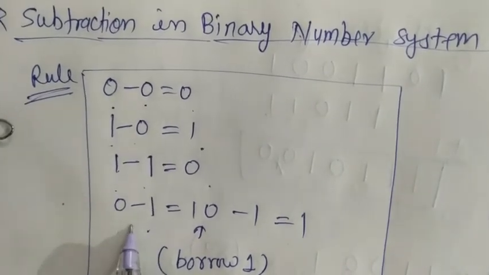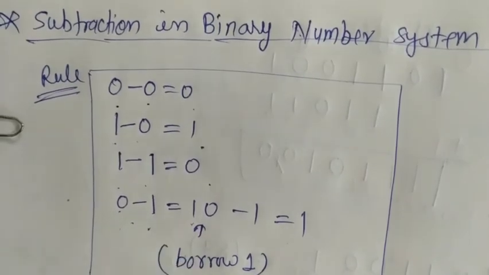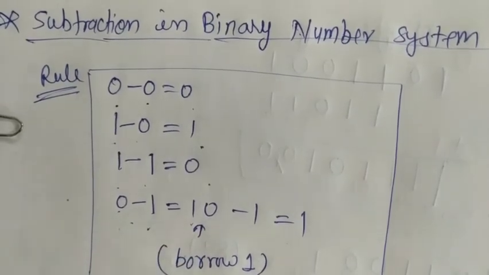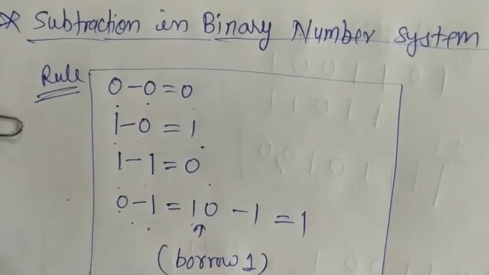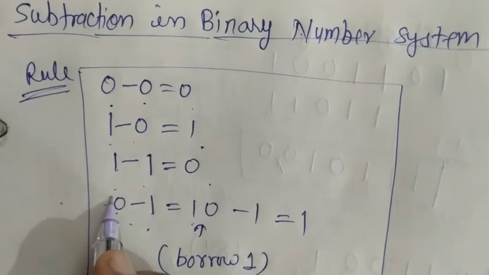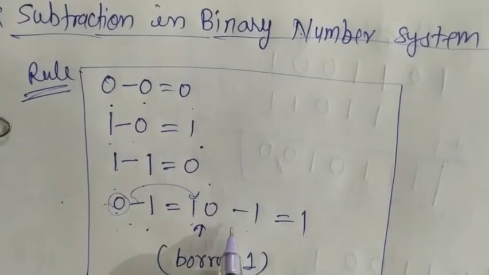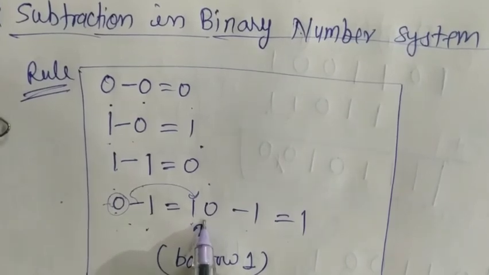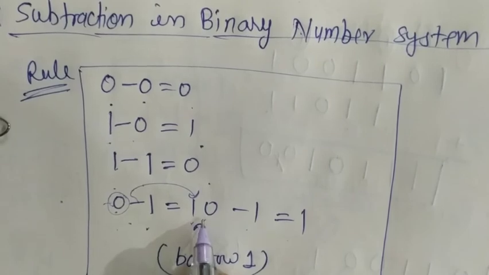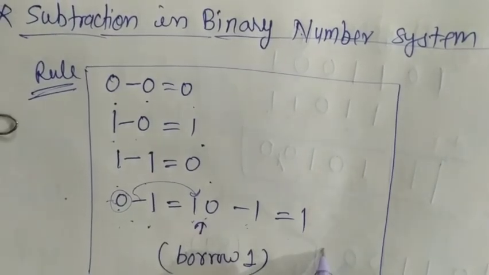So what will we do? We will borrow some 1 from the left part of the given question. From the left part I will borrow 1. So this 0 will become 10. And now for 10 minus 1, we know what 10 is in the decimal number, 2. In the binary system it is 10, but in decimal it is 2. So 2 minus 1 is 1.